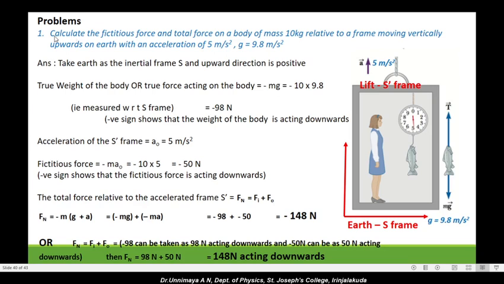The first problem we are going to consider: calculate the fictitious force and total force on a body of mass 10 kg related to a frame moving vertically upwards on earth with an acceleration of 5 m/s². g is equal to 9.8 m/s². We have to calculate the fictitious force and total force acting on a body of mass 10 kg related to a frame moving vertically upwards.